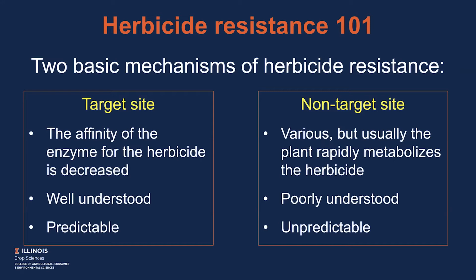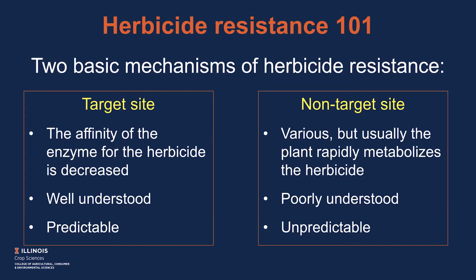Non-target site resistance, on the other hand, is kind of a different beast. It's a broad category of mechanism, so it's not just one type of mechanism, but probably the most common type of non-target site mechanism is where the plant rapidly metabolizes the herbicide. In other words, it breaks it down to a non-toxic molecule in the plant. This type of resistance, this non-target site resistance, is poorly understood.